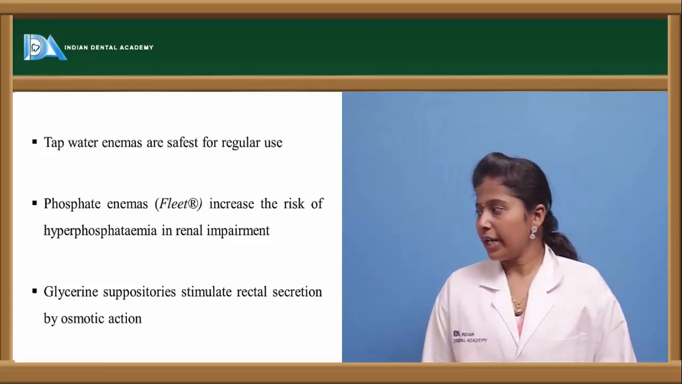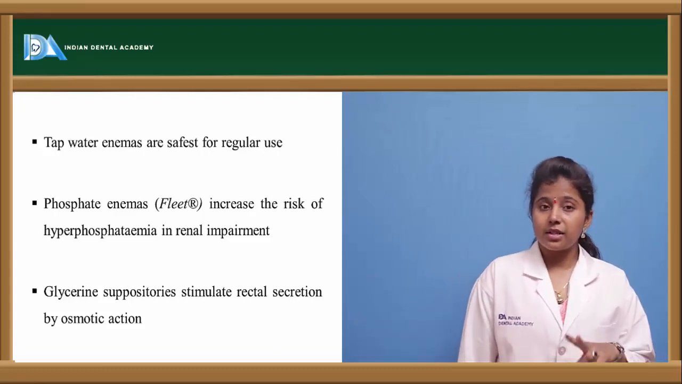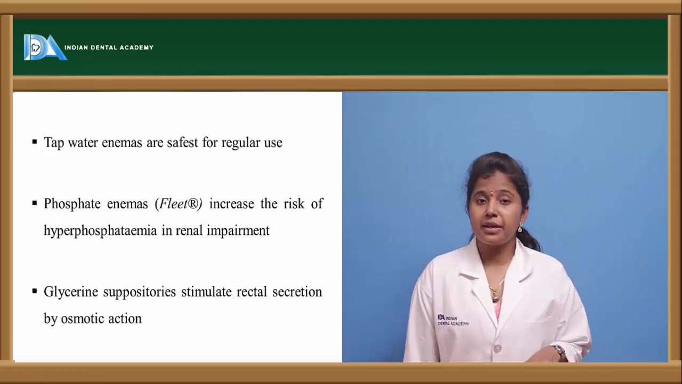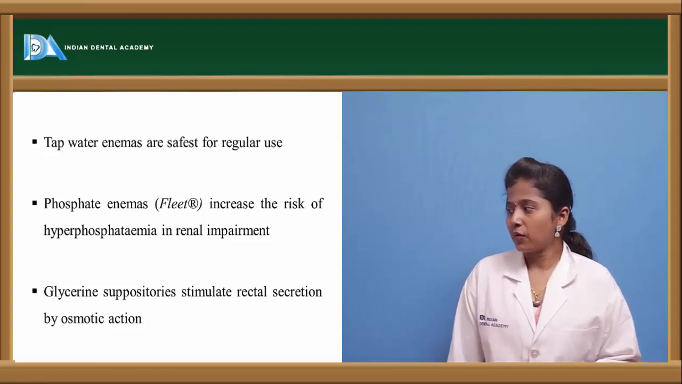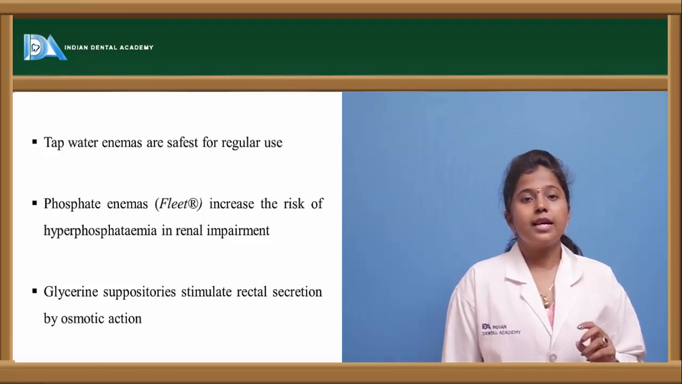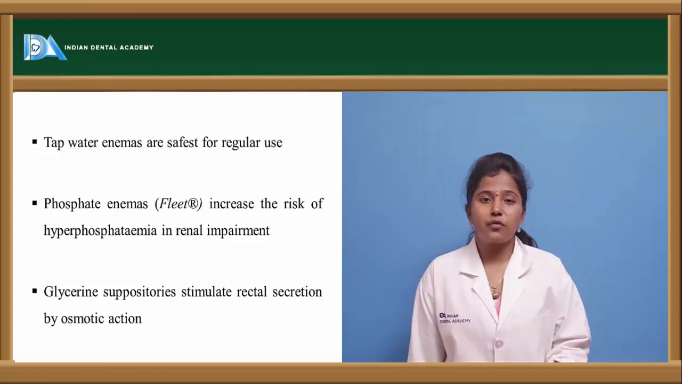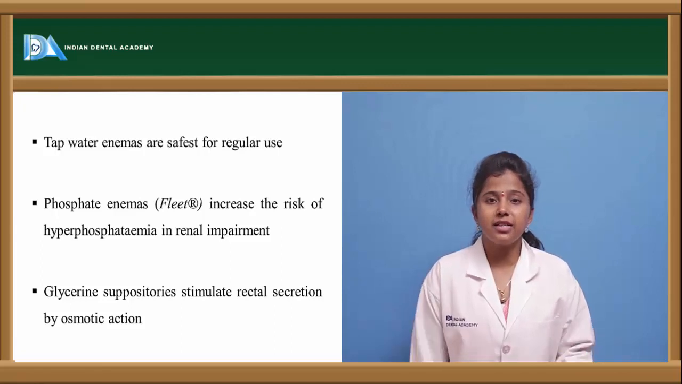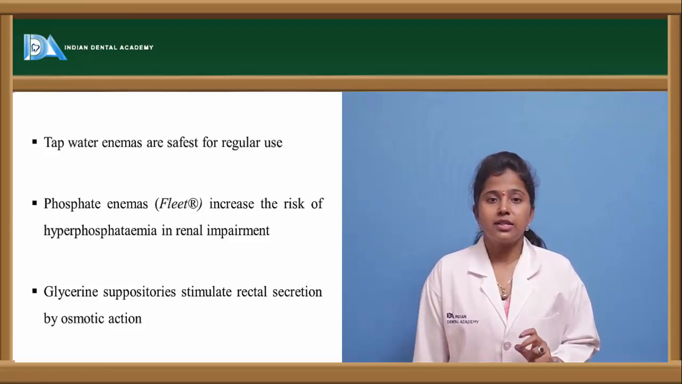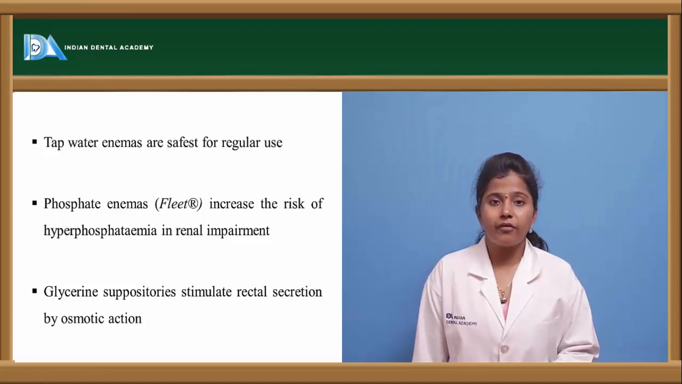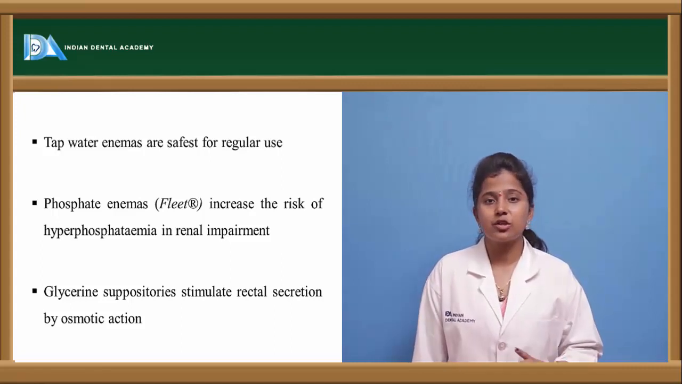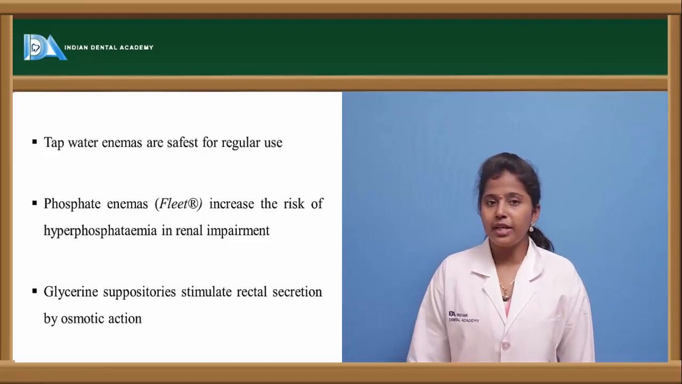And there are phosphate enemas, but there is a risk with these phosphate enemas. If these phosphate enemas are taken for a longer period of time, then they may cause hyperphosphatemia in renal impairment. There will be an increased amount of phosphate, and thereby renal impairment occurs. So that is the reason we have to make sure that a person suffering from renal failure or kidney related disorders should not be given these phosphate enemas.